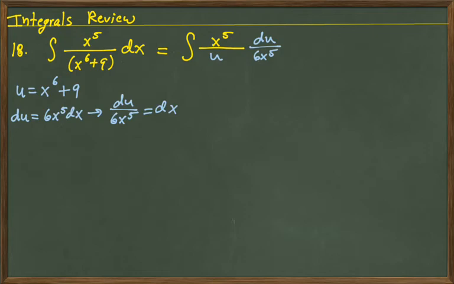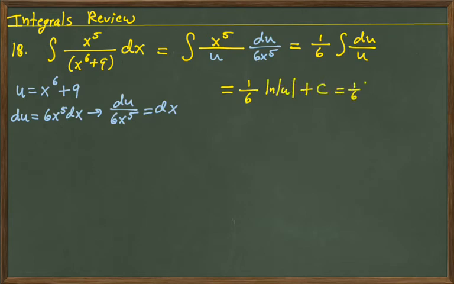Notice that you have a factor of x to the 5th in the numerator and the denominator, so this is going to cancel. And so we're simply left with the 6 in the denominator, which we'll slide out, so 1/6 integral of du over u, which is going to be 1/6 natural log absolute value of u plus c. Then go ahead and replace the u with what it was equal to, which was x to the 6 plus 9, and then plus the constant of integration.